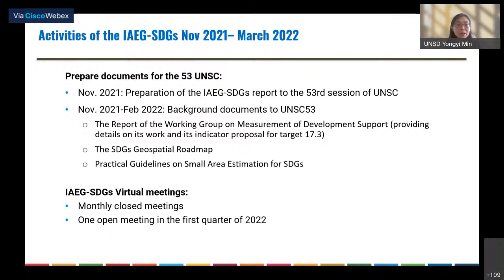We are also working on 3 background documents to the Commission, which are the report of the working group on measurement of development support, the SDG geospatial roadmap, which we presented on Tuesday, 2 days ago, and the practical guidelines on small area estimation for SDGs, which was presented by Howie yesterday. These 3 background documents will probably be made available in early February. In the meantime, the IAEG will have its monthly closed virtual meetings, and will organize an open meeting in the first quarter of 2022.